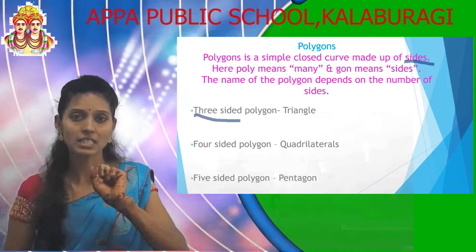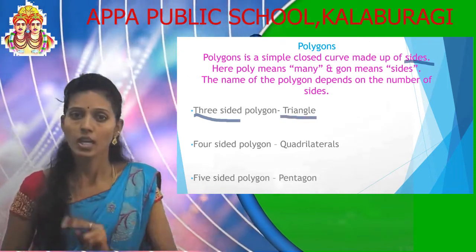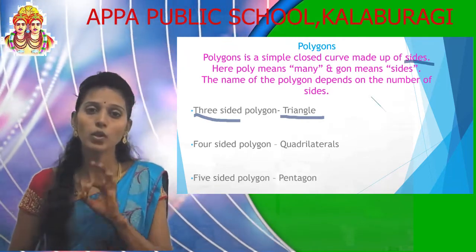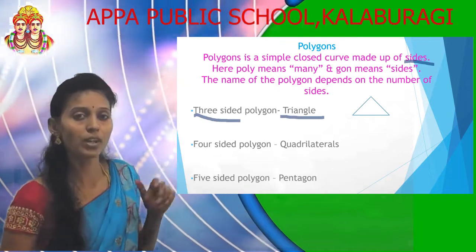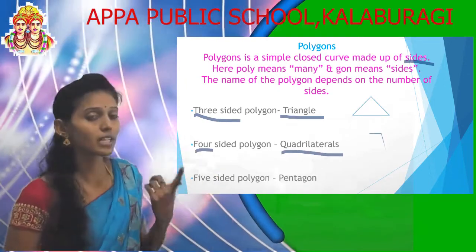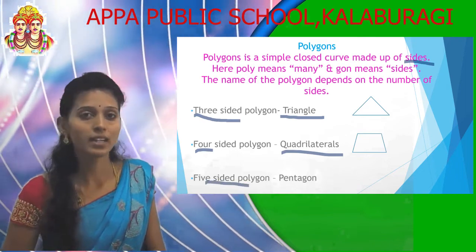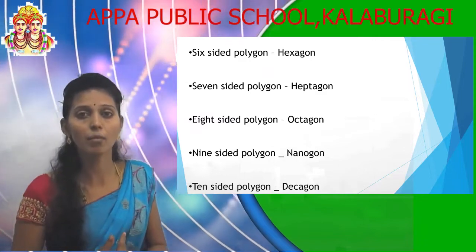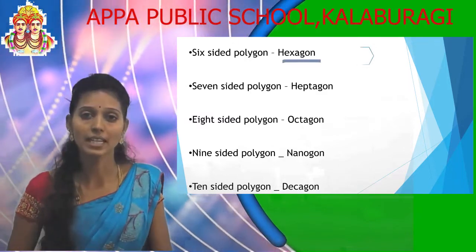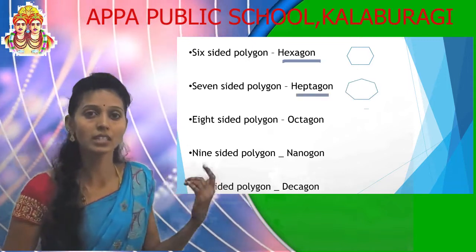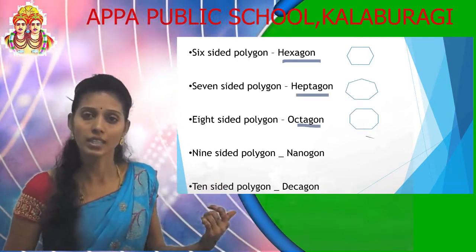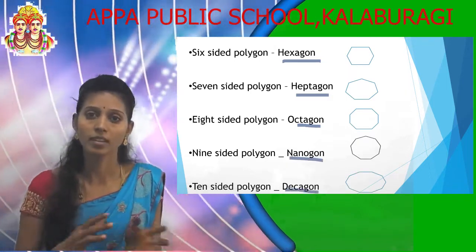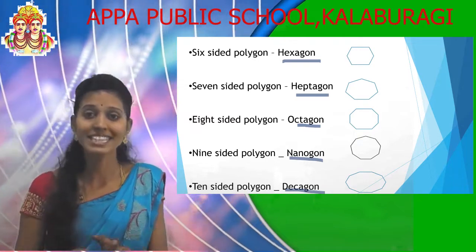See, with 2 sides, it is impossible to draw a polygon, isn't it? So the basic polygon starts from 3 sides. A 3-sided polygon is nothing but a triangle. Then a 4-sided polygon, quadrilateral, right? 5-sided, 6-sided, 7-sided, 8-sided, 9-sided, and 10-sided polygons are named as pentagon, hexagon, heptagon, octagon, then nonagon and decagon. 9 sides and 10 sides.